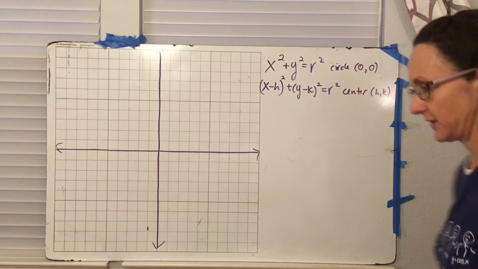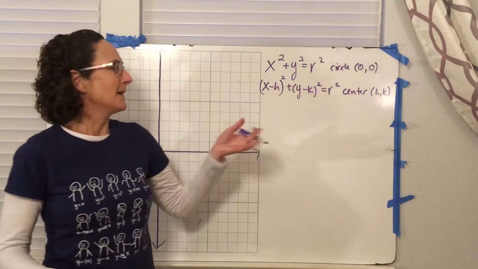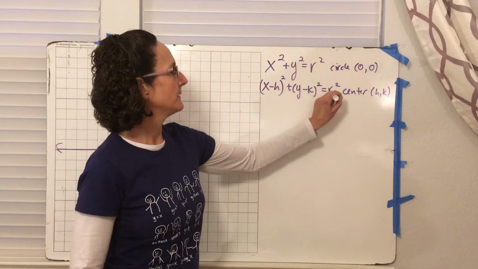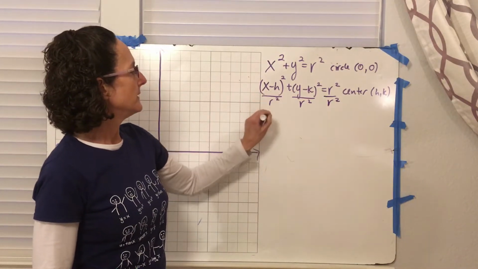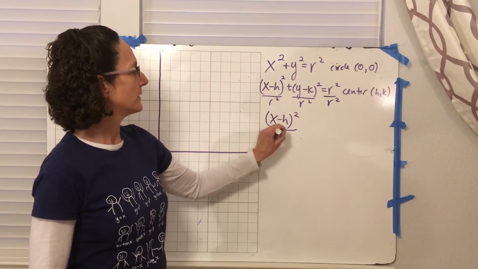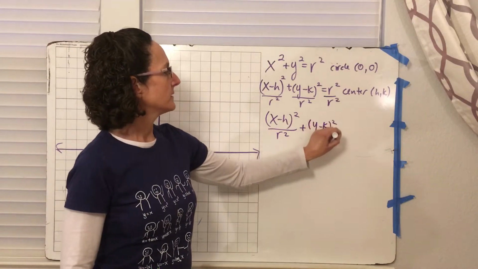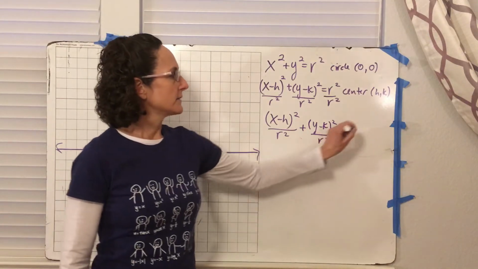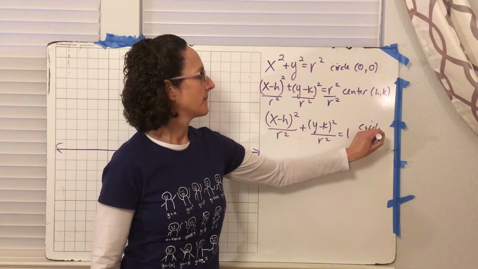Okay, sorry about that. This is something you might have seen before in a different class. We are going to change this slightly. We've probably never done this before, but we're going to divide all of these by r squared. So you get (x minus h) squared over r squared plus (y minus k) squared over r squared equals 1, which is also a circle, with a center at (h, k).